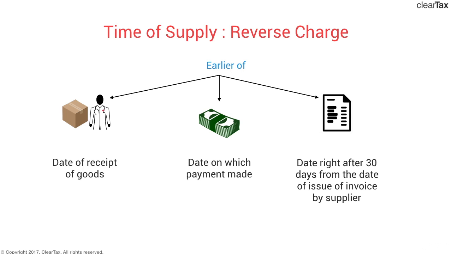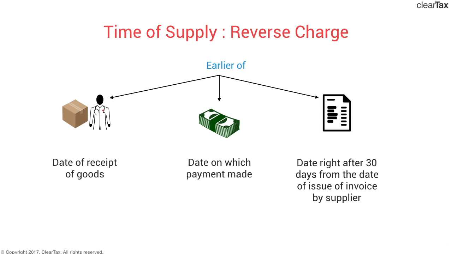Let's try and understand the last one. The supplier issues the invoice. It has to reach the recipient. There would be a time lag between issue and receipt of invoice. So the law has assumed that this time lag is 30 days. This is for our understanding only. There is no provision stating this. But conceptualizing something like this makes it much easier to understand and retain the provisions.